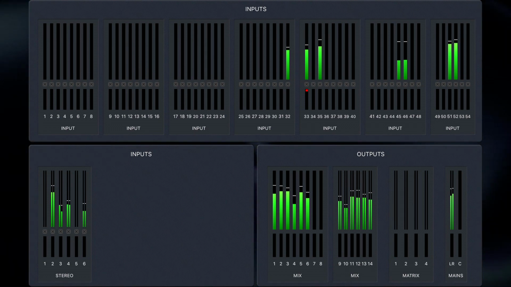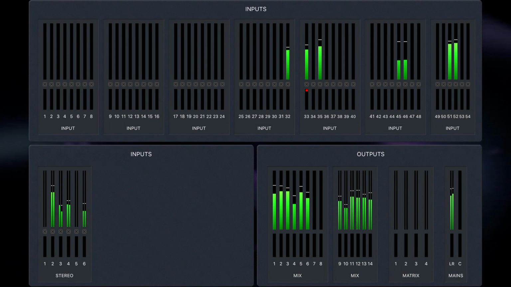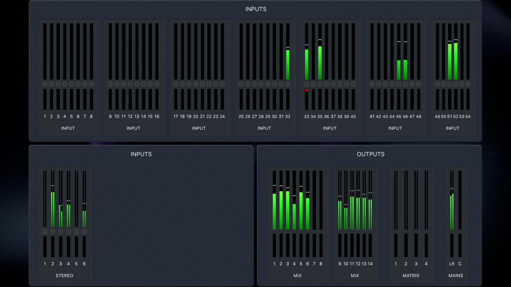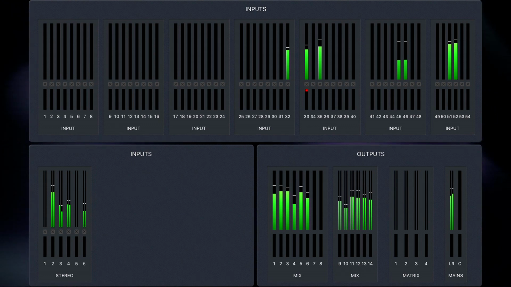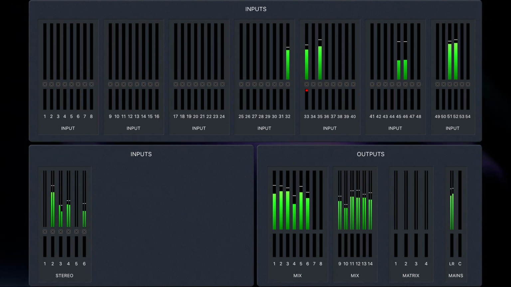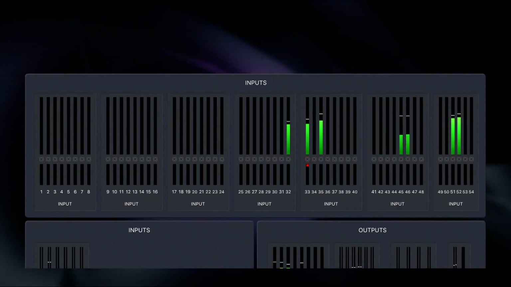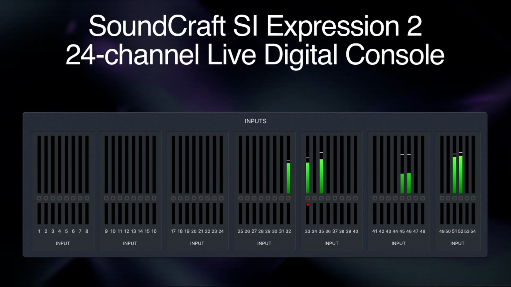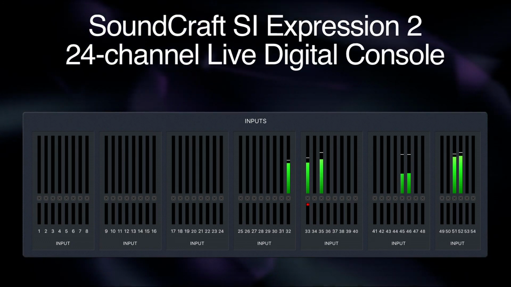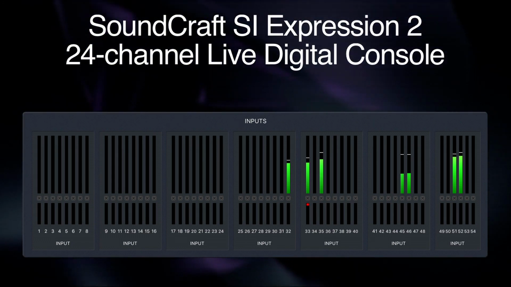there's quite a lot of input and output that this console can handle. This console can handle up to 54 mono inputs, 6 stereo inputs, and provide 14 auxiliary mixes in addition to the main stereo bus. Let's take a look at the input section. It's a 24-channel console, but we can mix 54 channels. How can we do that?